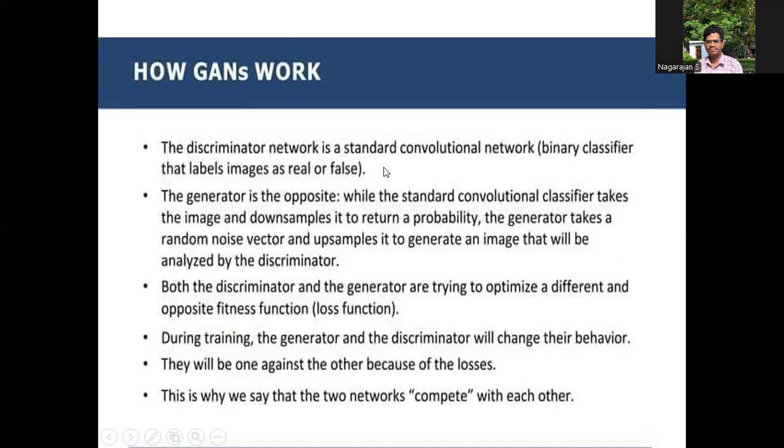It's one of the familiar and standard CNN networks, and the generator is the opposite of this one. Both of these are trying to optimize different and opposite fitness functions, that is the loss function here. If we go deeper into the GAN, we can think about the formula. Later, after some other sections, I will explain the formula and how we can change it and utilize it for our applications.